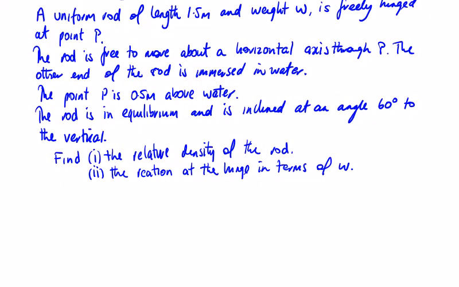The rod is in equilibrium and is inclined at an angle 60 degrees to the vertical. Find the relative density of the rod and the reaction at the hinge in terms of W.